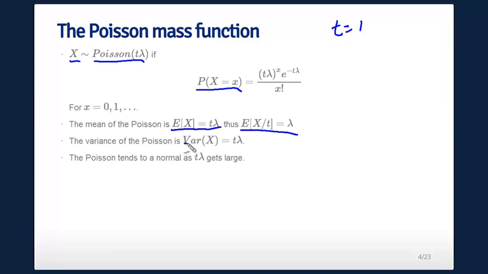And then the variance is equal to the mean. That's an interesting fact about the Poisson. The Poisson tends to a normal as t lambda gets large, which means if you fix lambda, then as t gets large. If t is some sort of monitoring time, then it's very natural for t to get large. Lambda, by the way, is interpreted as expected counts per unit time. So lambda has units, which is a nice thing.